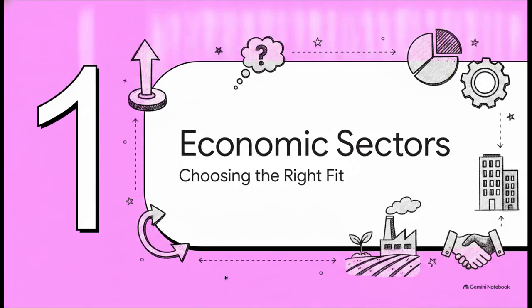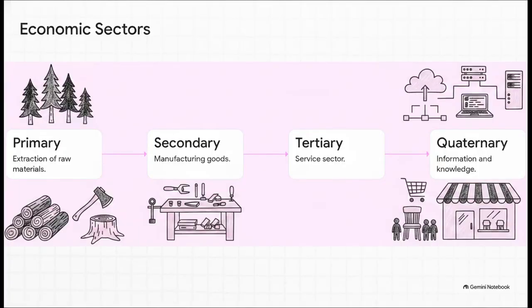Section 1. Choosing an economic sector. The very first line we need to draw for Sam is deciding exactly where his business fits within the wider economy. He's got a few options here.